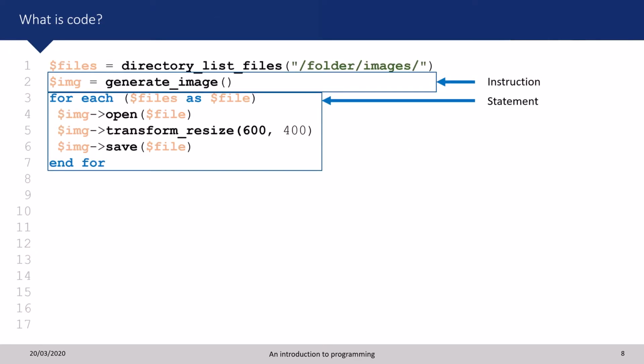So what is code? What we're looking at just now is exactly what I just said before, a computer program that resizes all the pictures in a folder. It's made up of our instructions and our statements. The statement you can see is a bit longer than an instruction. An instruction is normally just one line, and normally it's not made up of keywords, as you can see in that example there. Keywords are the blue ones.